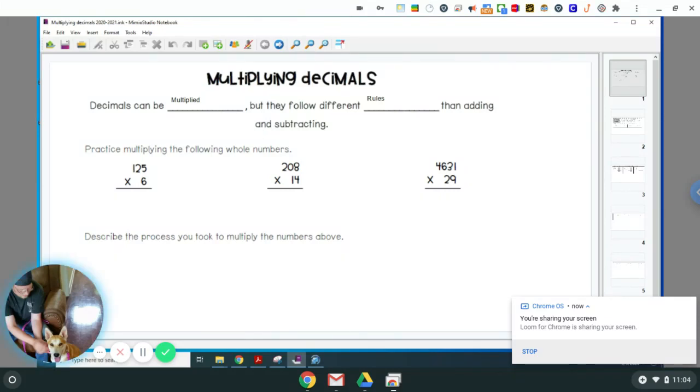All right, so today we're going to be multiplying decimals. You most likely already know how to do this, but this is just good practice. So decimals can be multiplied, but they follow different rules than adding and subtracting. So we're going to practice multiplying these whole numbers real quick.